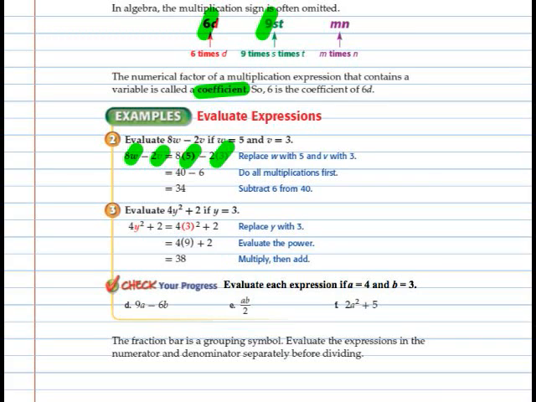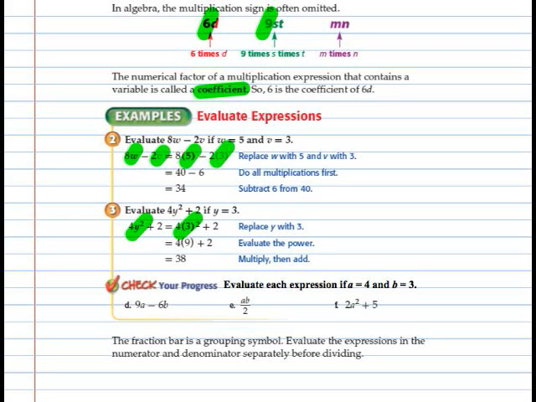In example 3, 4y squared plus 2y if y equals 3. We replace the y with the 3, changing that to 3 squared rather than y squared. We evaluate the exponential form number. 3 squared is 9. 9 times 4 is 36. Plus 2 is 38.